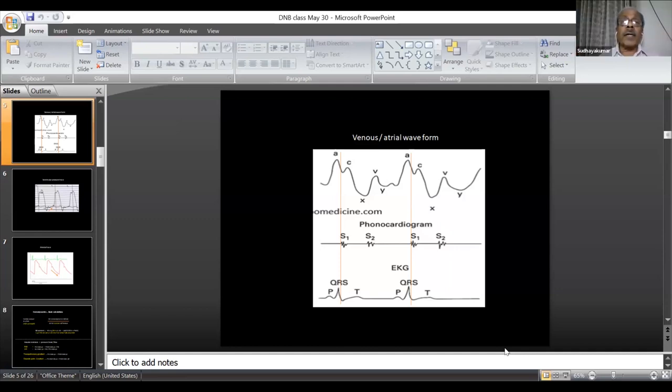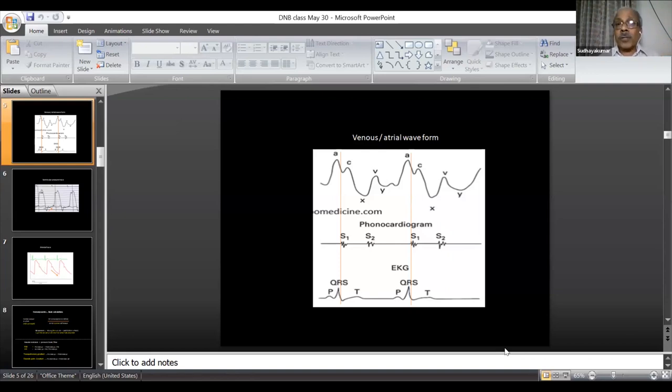So here you find that in a single cardiac cycle, there are multiple waves. That is atrial or venous. After the onset of systole, you have the C wave, followed by the X descent, and the T wave corresponds to the V wave. From the end of the T wave, the Y descent. And the P wave will be followed by the A wave.